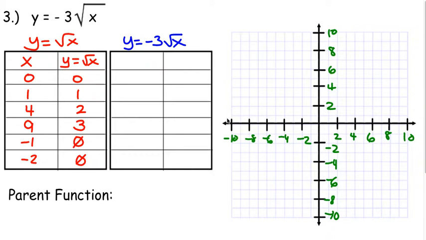An example on multiple transformations within a parent. So your parent function is y equals the square root of x. So here is your parent. So it's a square root function.